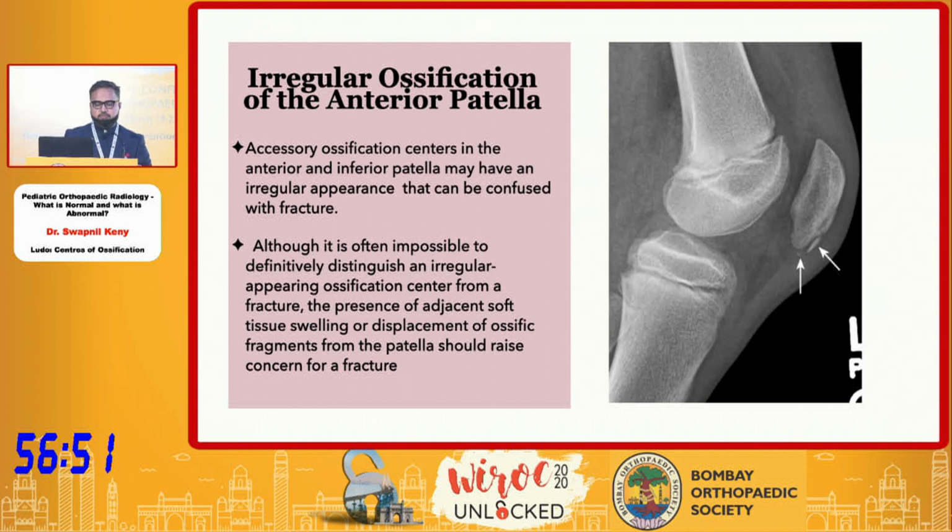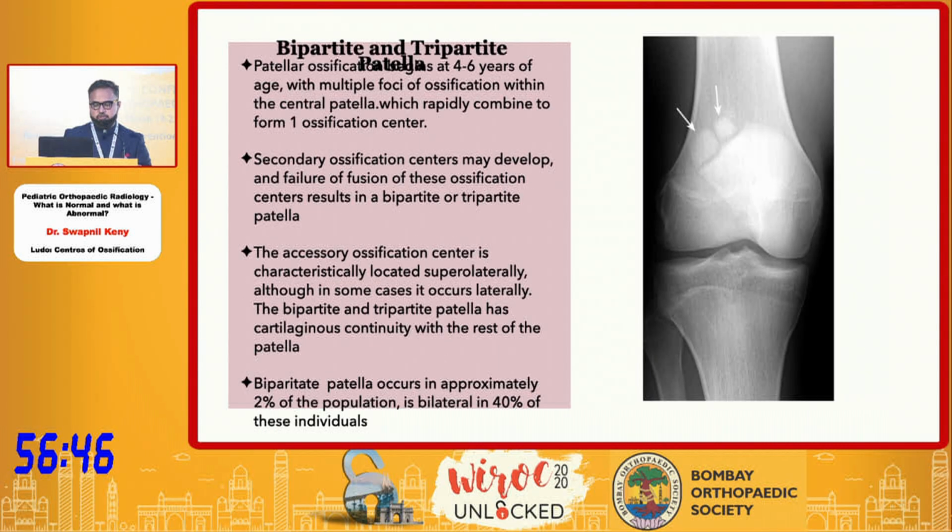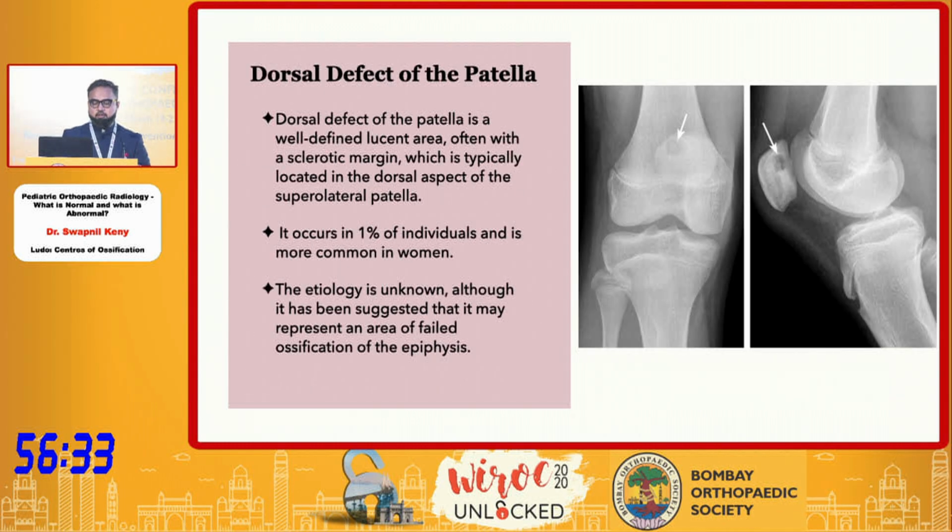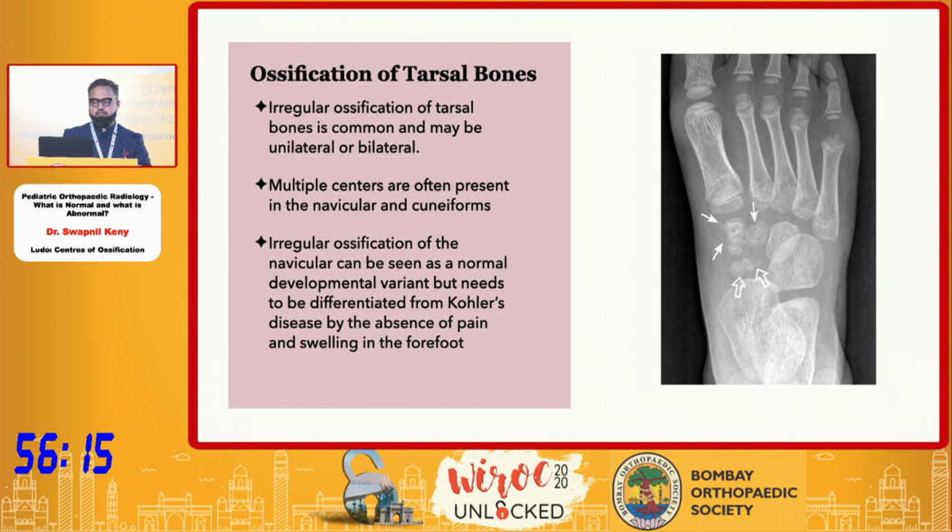An irregular ossific nucleus of the anterior patella at times can also be mistaken for an injury. Biparite and triparite patellae, which basically occur because of failure of fusion but are common in about 2% of the population, can also sometimes be mistaken for an injury. There is something called a dorsal defect in the patella, which is a well-defined radiolucent area with a sclerotic margin. Again present in 1% of the population, etiology is unknown, but it is probably thought to be because of an area of failed ossification of the epiphysis, and can sometimes be mistaken for an injury.